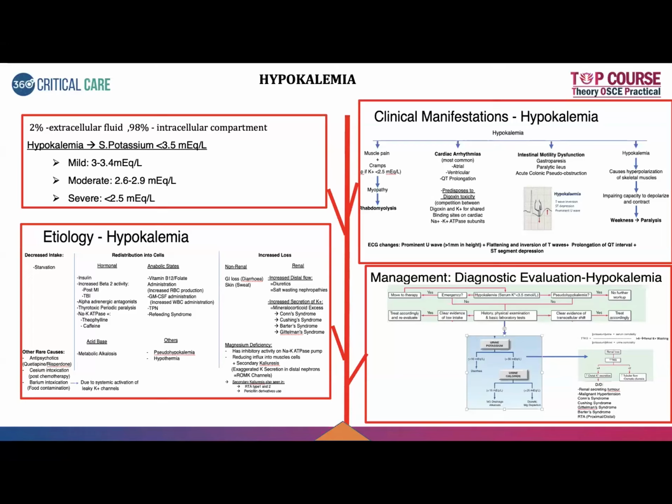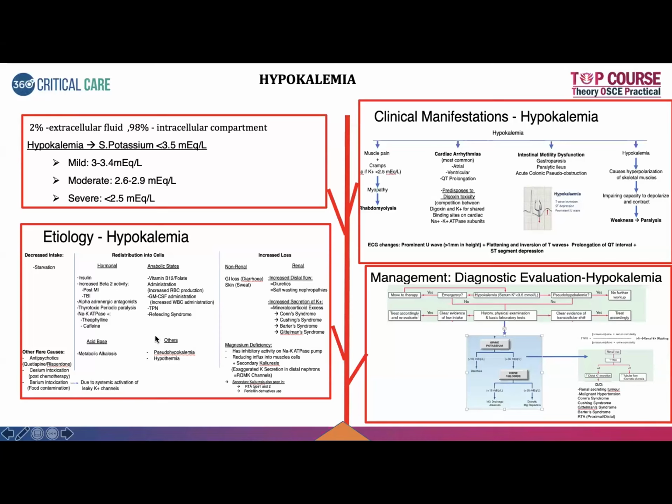Redistribution, when you're talking about redistribution, it can happen due to various reasons, mainly insulin, beta 2 activity, especially post MI patients, post TBI, alpha adrenergic antagonist. So theophylline, caffeine, metabolic alkalosis, and anabolic states wherein vitamin B12, folate administration, any GCSF administration, TPN, refeeding syndrome, and other factors would be pseudo hypokalemia.